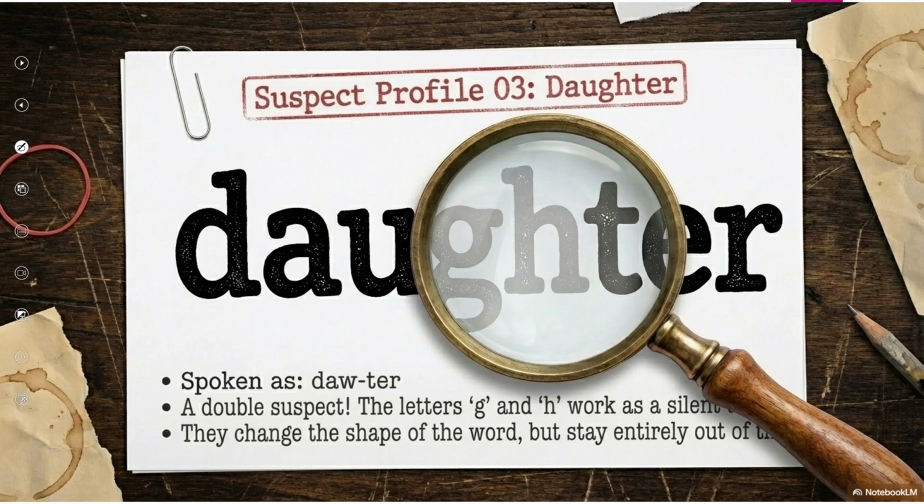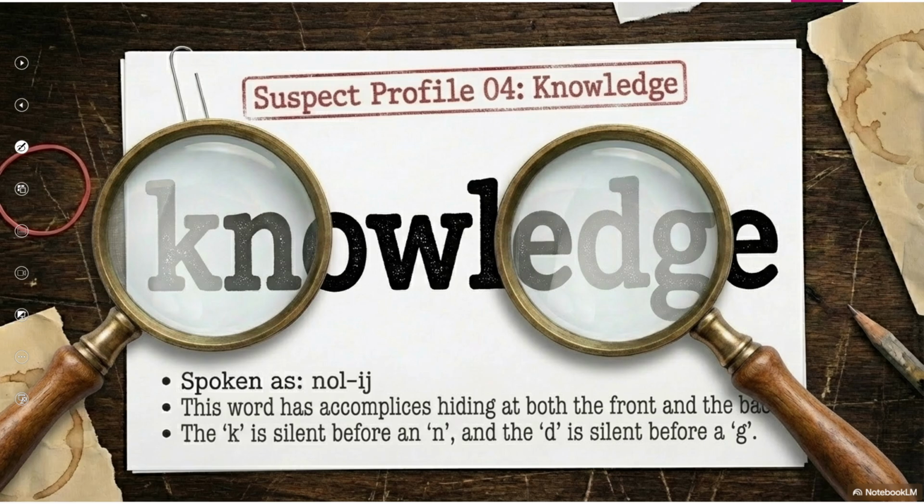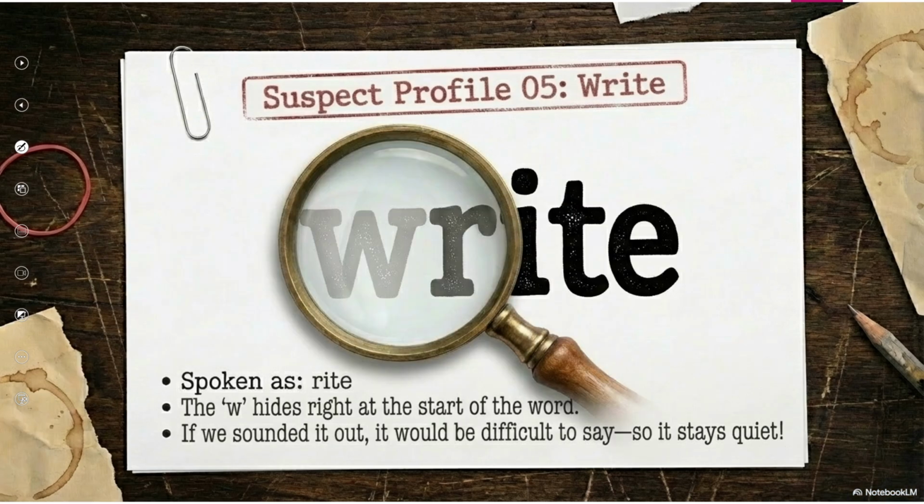In the third word, we have a silent letter. G and H work as silent letters. When we pronounce the word daughter, there is no sound of G and H in it. We have the fourth word, knowledge. Here the letter K is silent, and D and G are silent in it. When you pronounce it, we can't pronounce or make sounds of these letters.